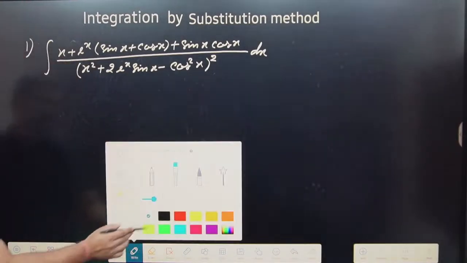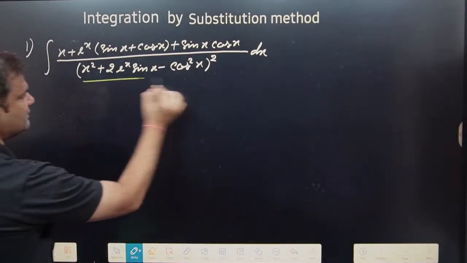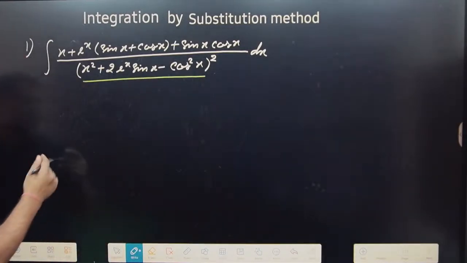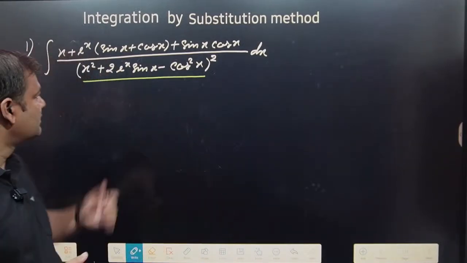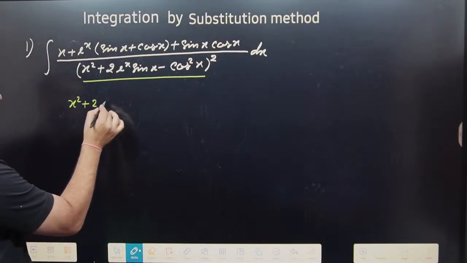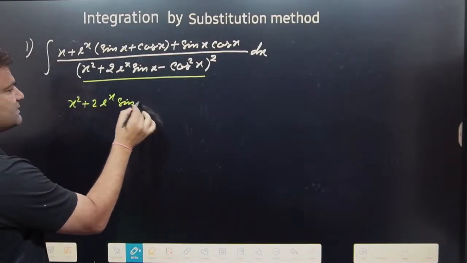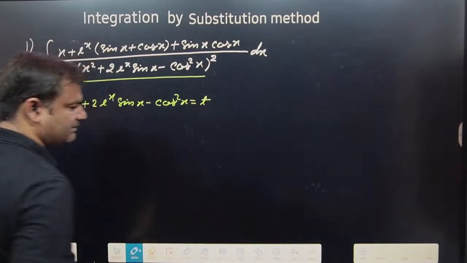Let us see very carefully which part is very complicated. That part, the complicated part, we always take as t. So we take this complicated part, x square plus 2 e to power x sin x minus cos square x, as equal to t.